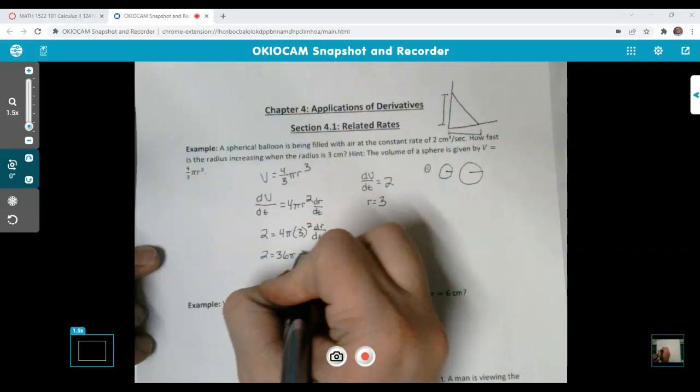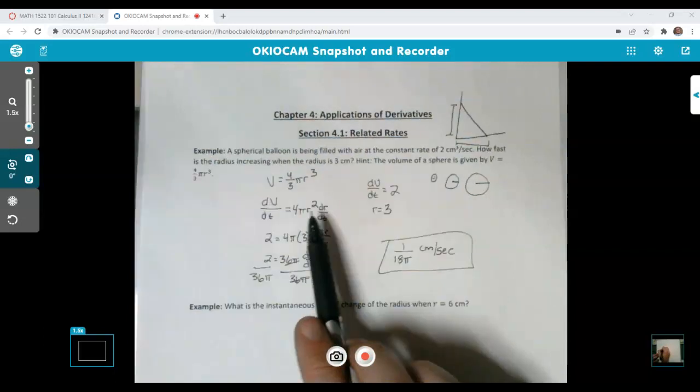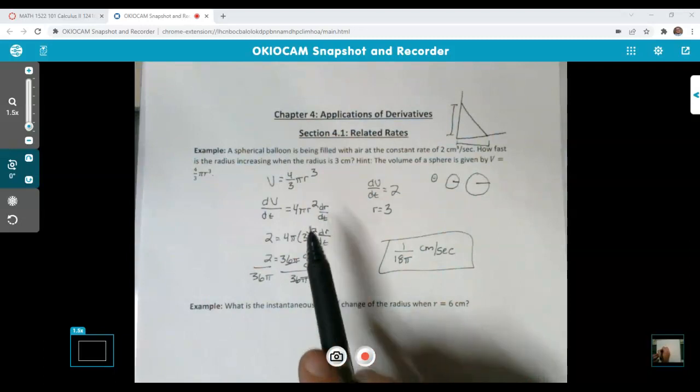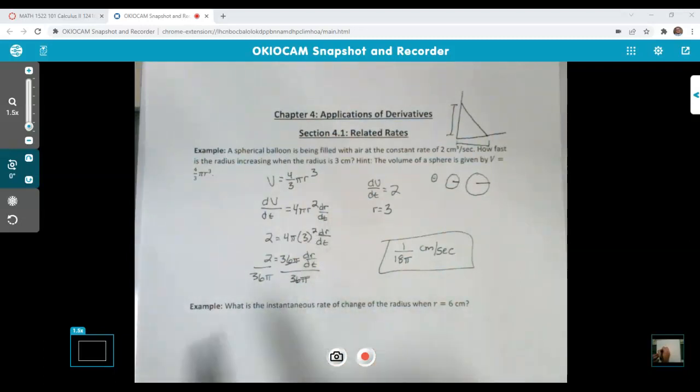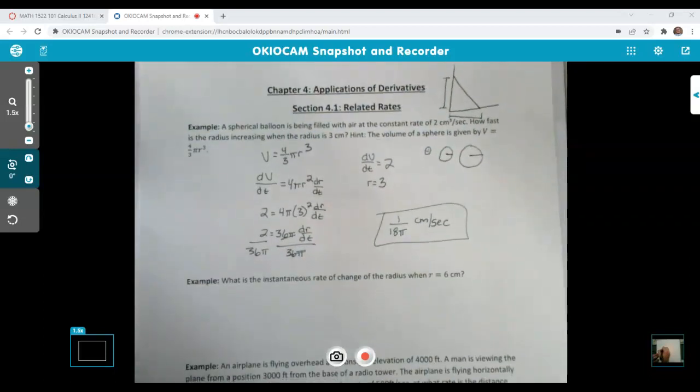Again, what I did right here was I wrote what the formula is, and then I took the derivative of that, and then solved it for dr/dt. This next part asks, what is the instantaneous rate of change of r when r is equal to 6?